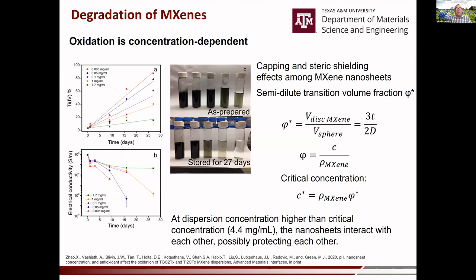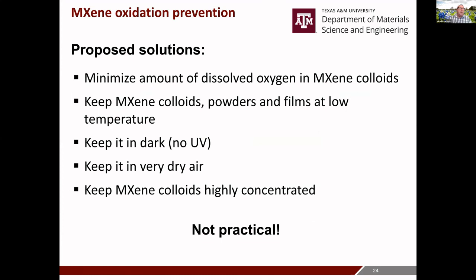So, there are a lot of different methods that have been proposed to prevent the degradation, including minimizing the amount of oxygen, keeping everything at low temperature, keeping it dark, not exposing it to UV, keeping it in deaerated water, keeping it highly concentrated. All those measures can prevent the degradation of MXene, but they are not very practical, especially if you're going to make devices and films that may oxidize in humid environments.